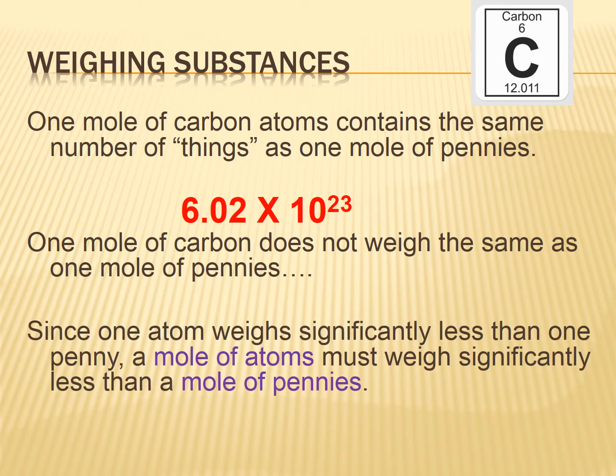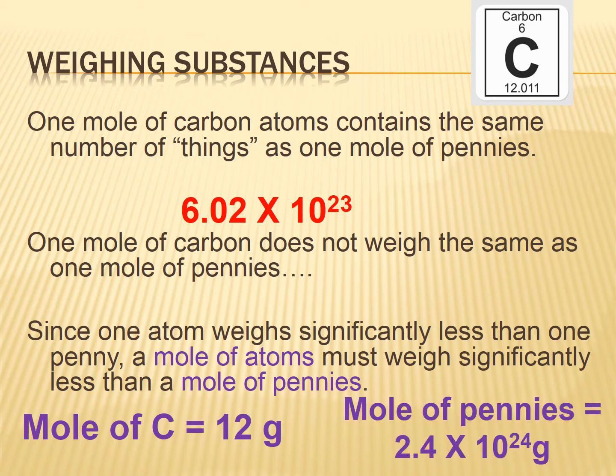I mean, an atom of carbon is much less than a penny. So a mole of atoms must weigh significantly less than a mole of pennies. So a mole of carbon, we can just look at the periodic table and see that on there it says 12 grams. So right there on the periodic table, it gives us the answer. Whereas a mole of pennies, again, this is so many pennies, 2.4 times 10 to the 24th grams. I mean, it weighs tons.